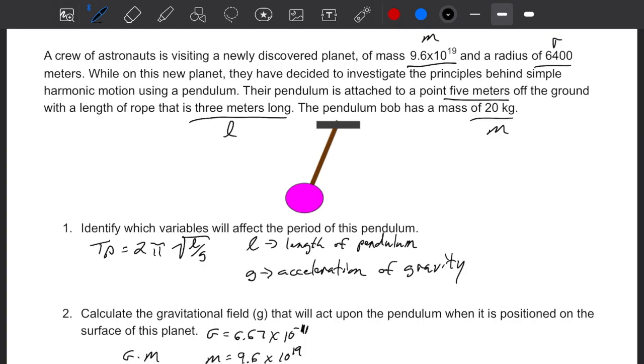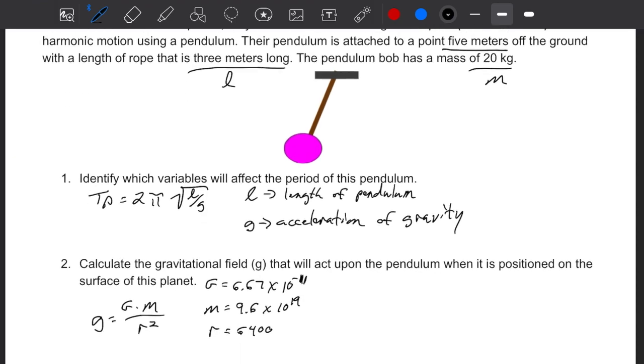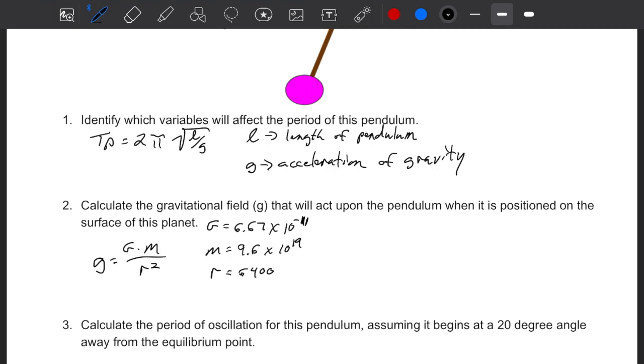19. Again, those extra 5 meters or whatever it is off the ground is insignificant when we look at the entire mass of the planet, distance, all of that. And of course, the mass of the pendulum bob doesn't even matter. It's not in the formula. Radius is 6,400. So we have 6.67 times 10 to the minus 11, gravitational constant. We'll multiply it by the mass of the planet, 9.6 times 10 to the 19, and we're going to divide that by the 6,400 squared.